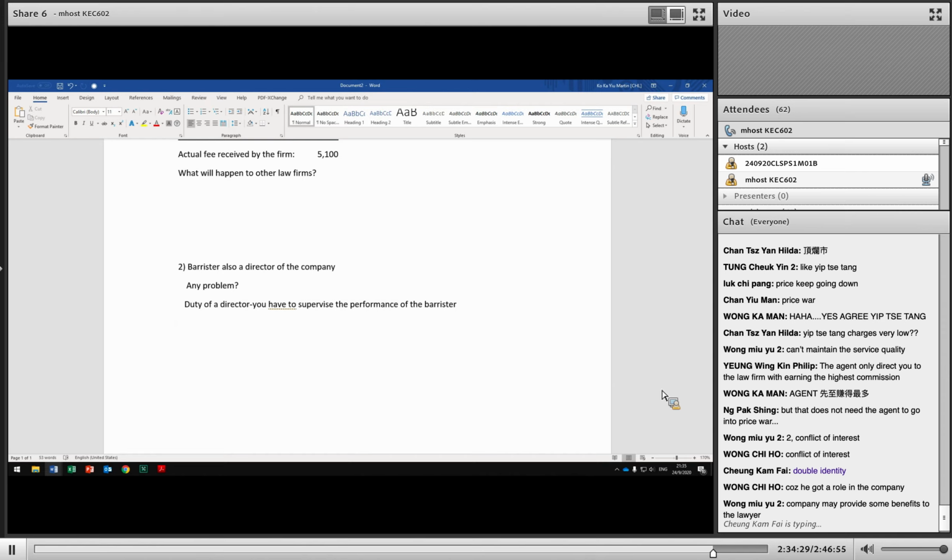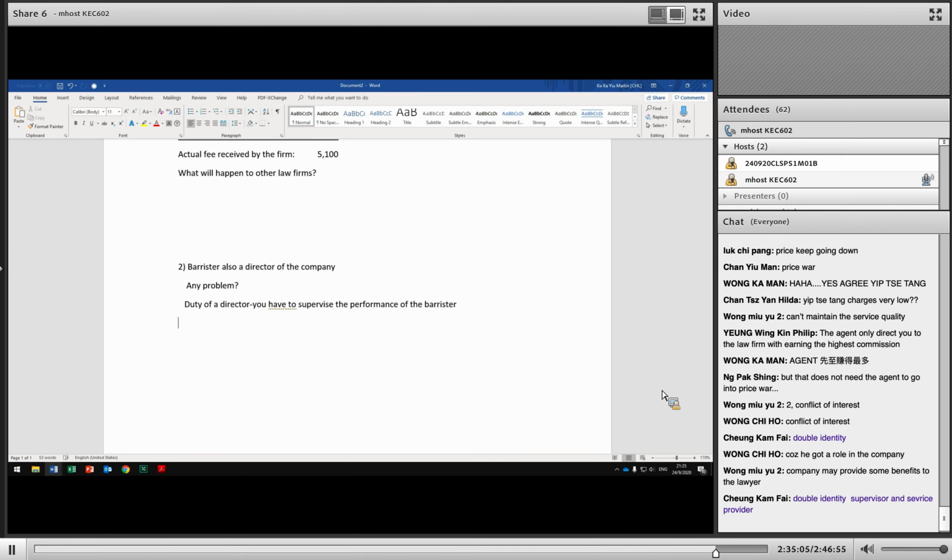But if you are the director and you are also the barrister, how can you supervise yourself? Okay? You are in a conflicting position. Because as a director, you have to supervise the barrister, but if you are also the barrister, how can you supervise yourself? And also, other directors may find it uncomfortable to supervise your performance because you are their colleague, their fellow director. They find it difficult, uncomfortable or embarrassing to supervise you.